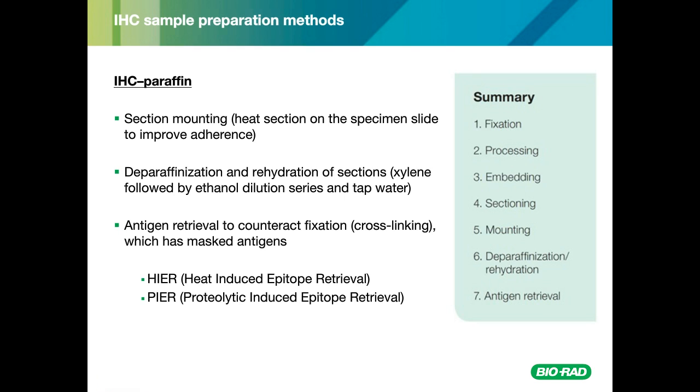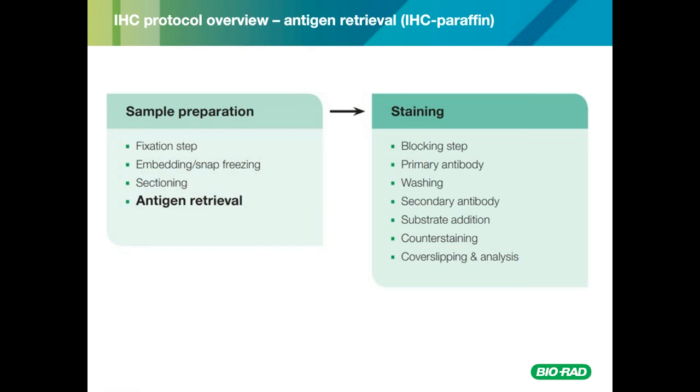To summarize the slide, fixation is required to maintain tissue morphology. The step is followed by processing, which comprises dehydrating, clearing, and infiltration of the tissue with paraffin wax. Embedding is followed by cutting the tissue into sections. Sections are then mounted, deparaffinized, and rehydrated, and antigen retrieval is performed. We will now be discussing the two antigen retrieval procedures.